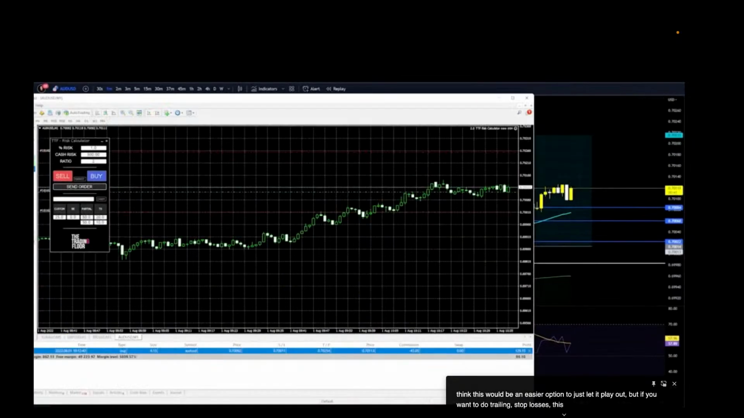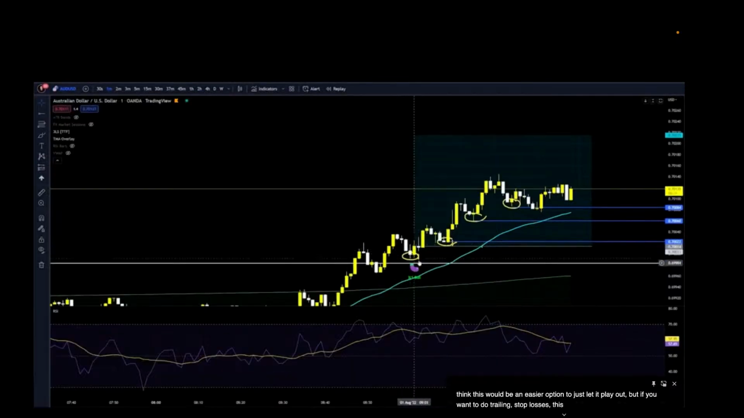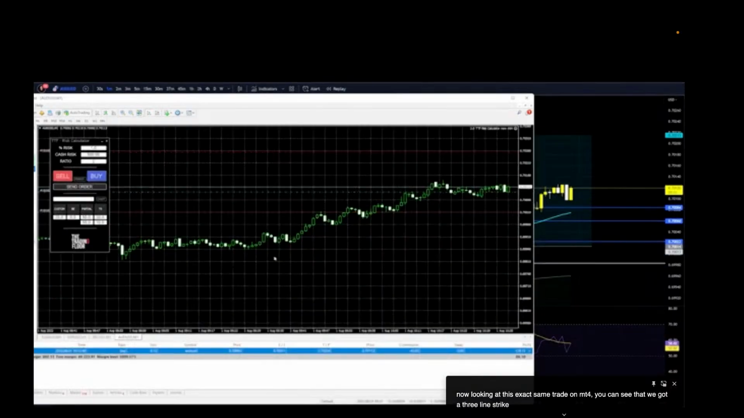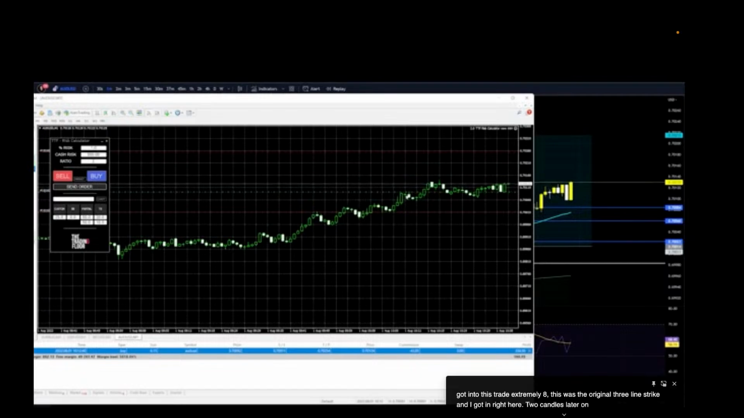Okay, now looking at this exact same trade on MT4, you can see that we got a 3-line strike right here on the charts. But on MT4, because of the price difference, it did not pop up, and this is what I was watching. So I got into this trade extremely late. This was the original 3-line strike, and I got in right here 2 candles later on the 1-minute chart. So using the risk calculator, having my stop loss below the swing low with a 1 to 2 risk to reward, this is how it looks now.